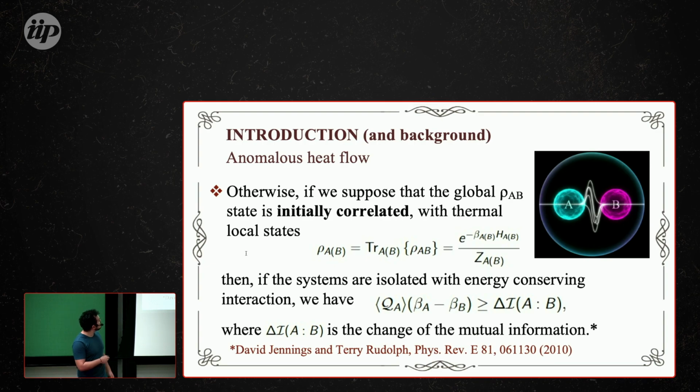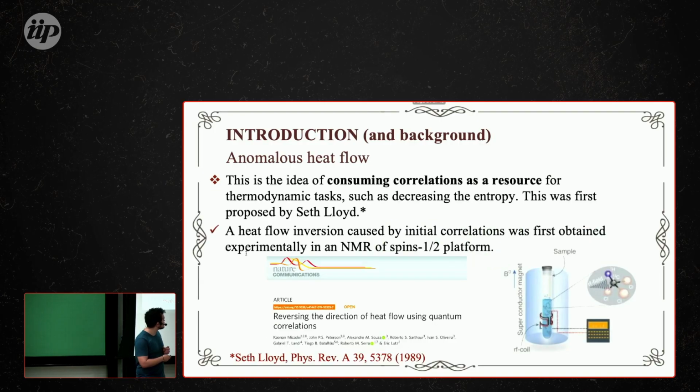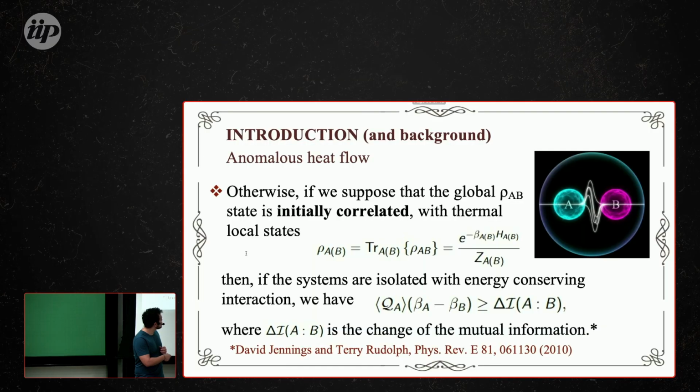The heat flow inversion, or the anomalous heat flow, is just to consider that you imagine somehow you can maintain some initial correlations that we create between the two systems, but they are locally still thermal. So the partial traces of the systems are thermal states, but globally they are correlated.